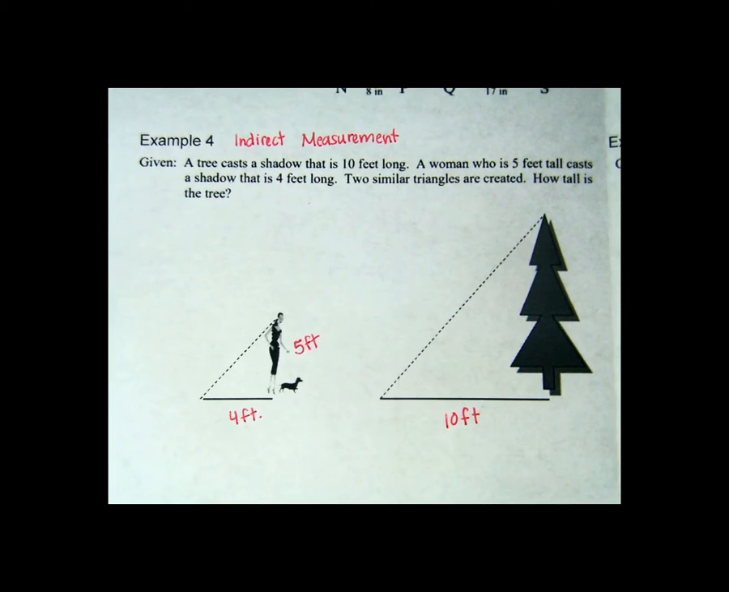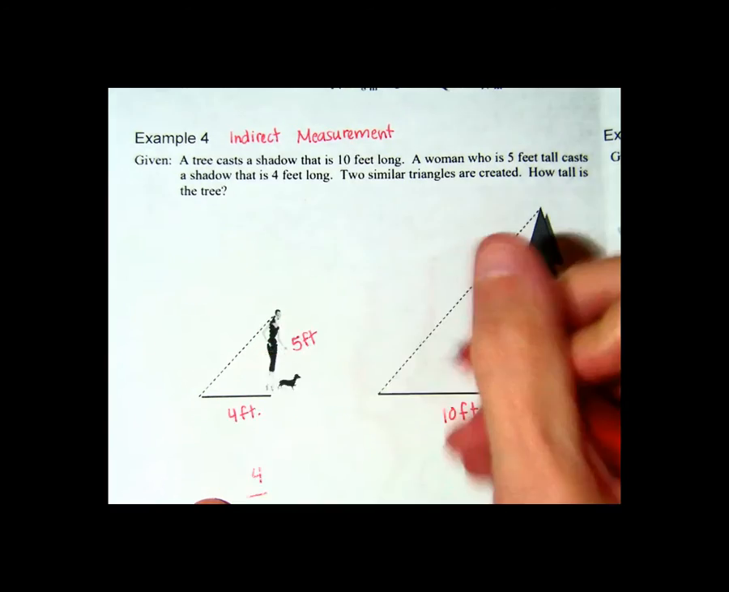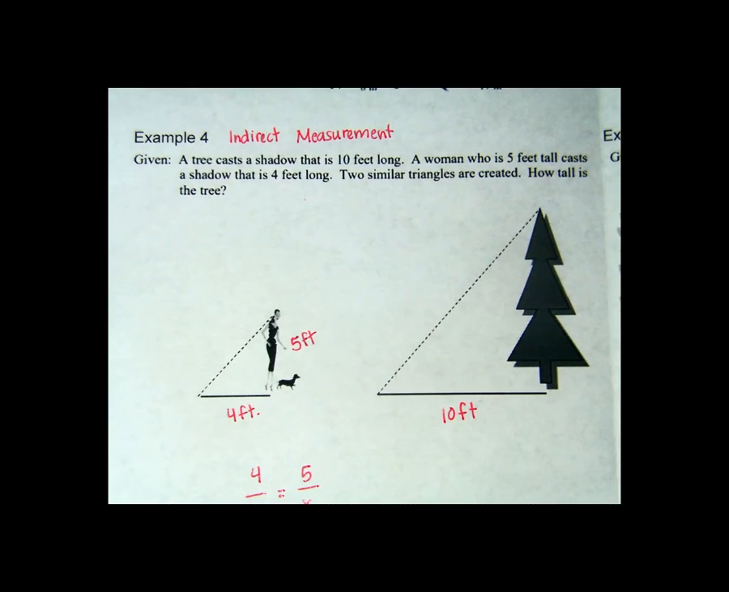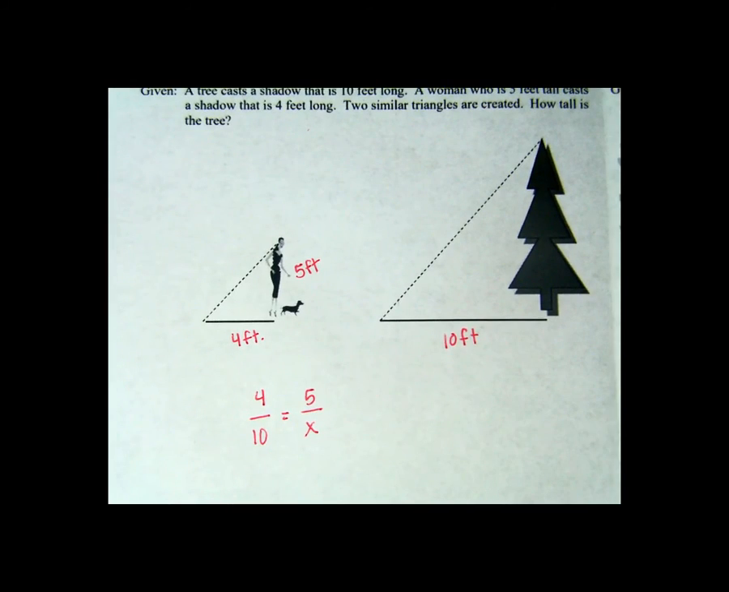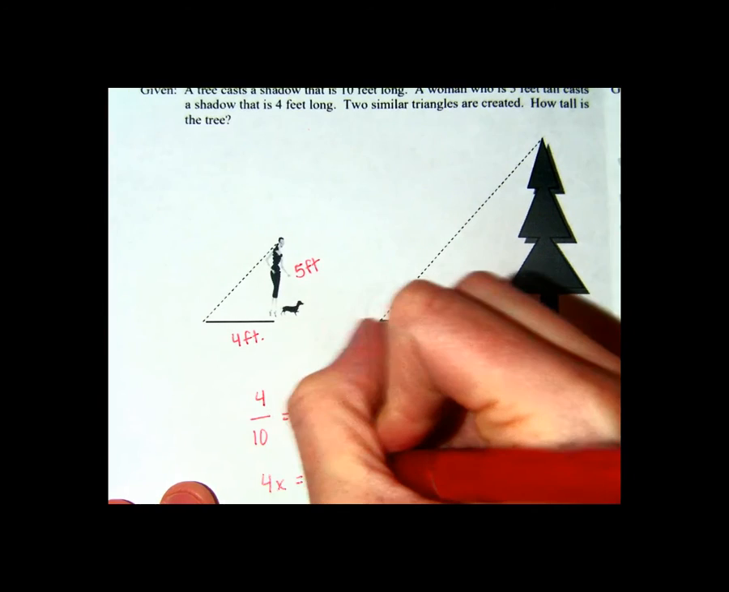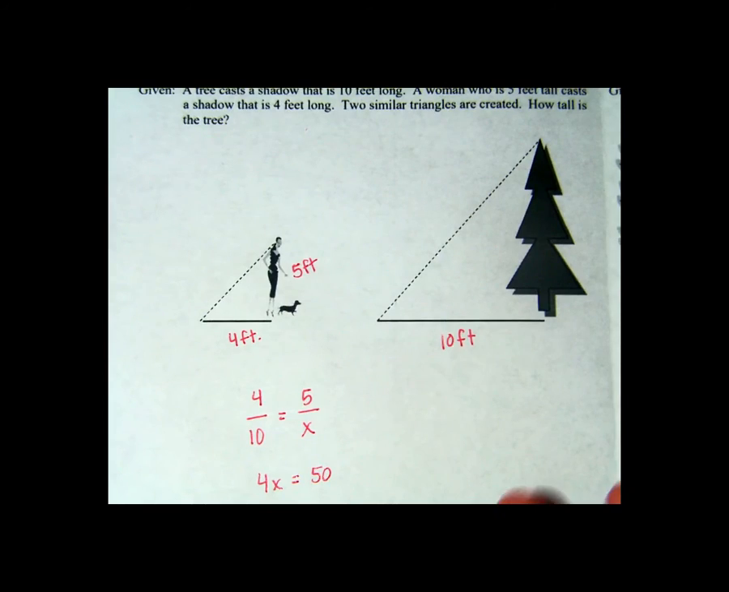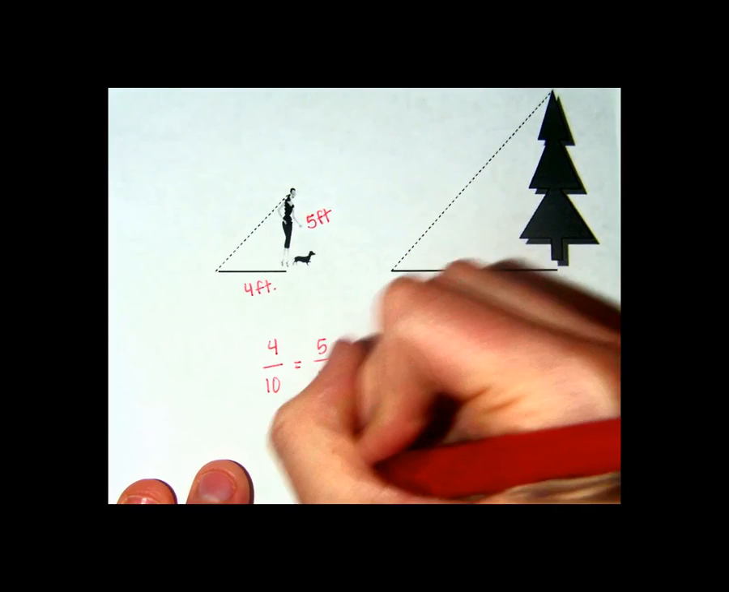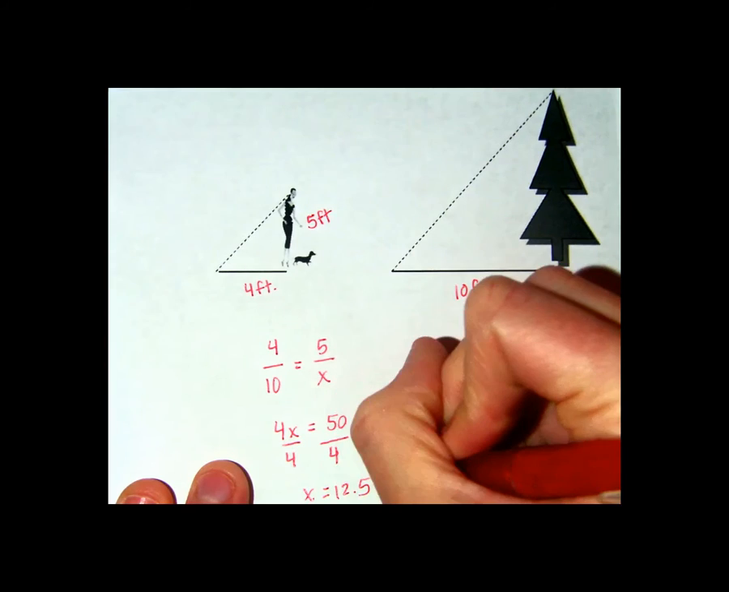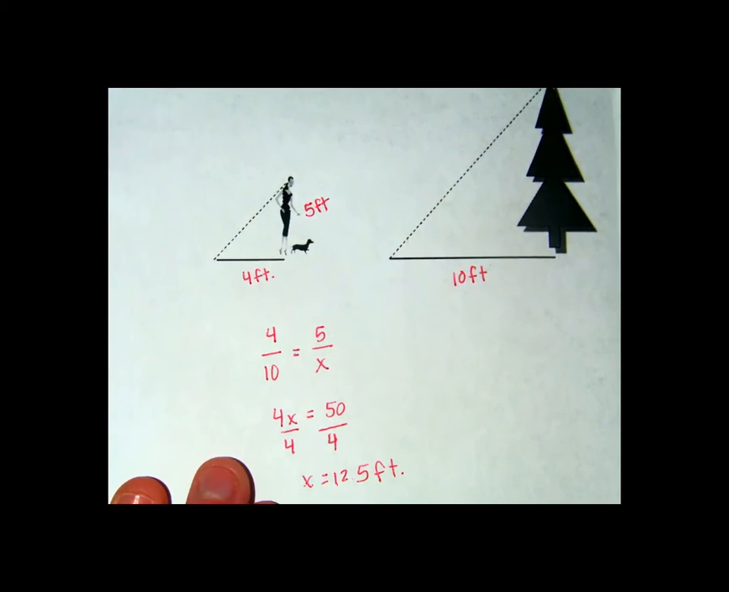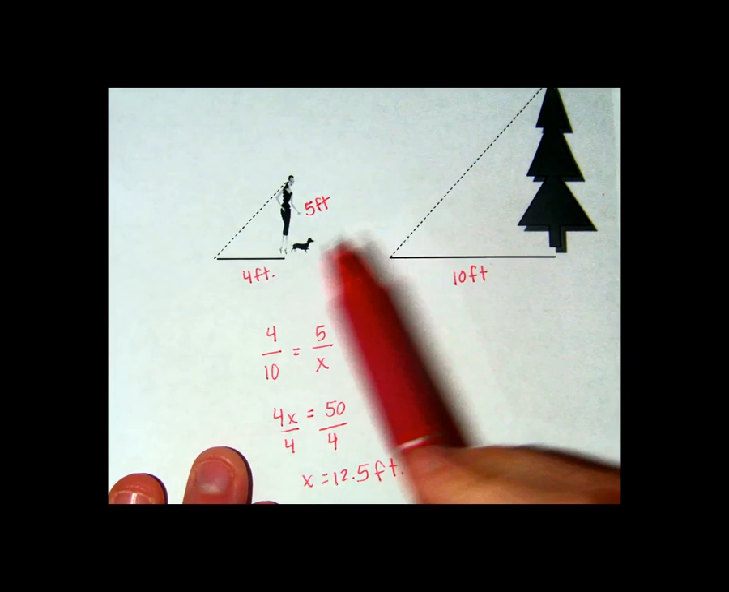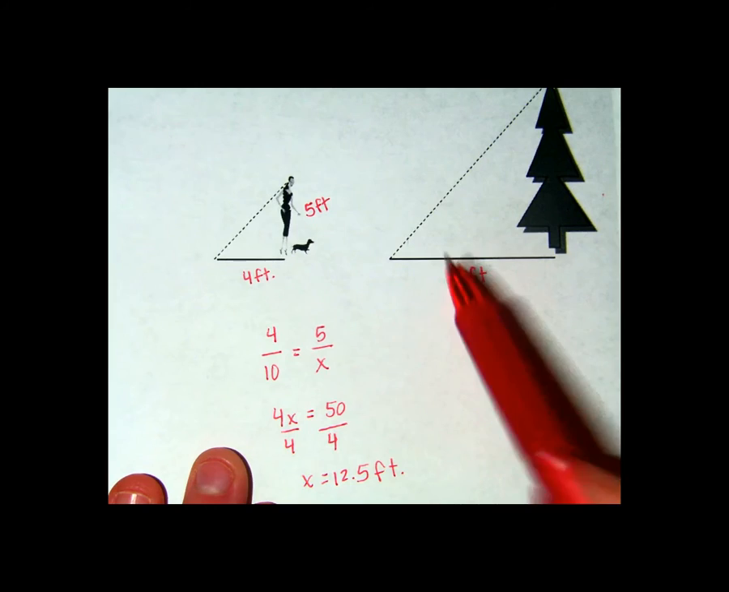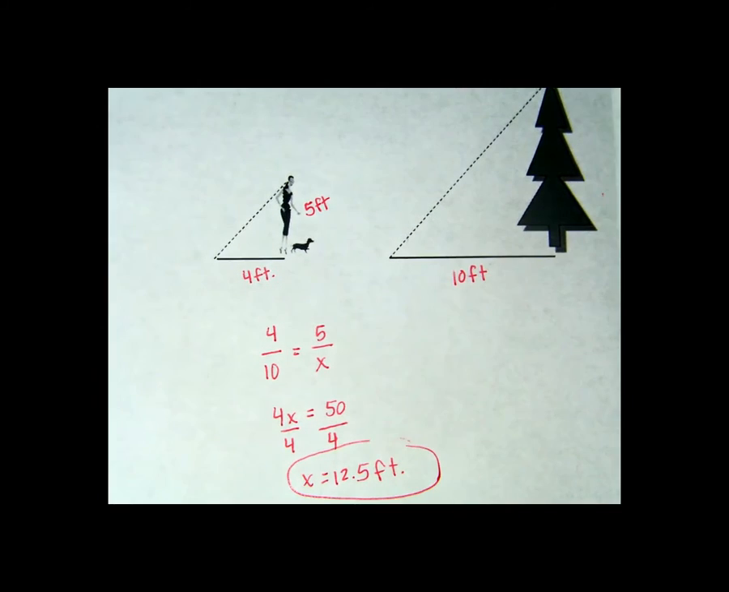We're doing the same process. 4 over 10 equals 5 over what we don't know. So 4x equals 50. Divide by 4. x equals 12.5 feet. We need to make sure that makes sense. Obviously, it needs to be taller than the lady. The 5 was taller than the 4, so our 12.5 is taller than 10 feet. So we're fine. We've done that correctly.